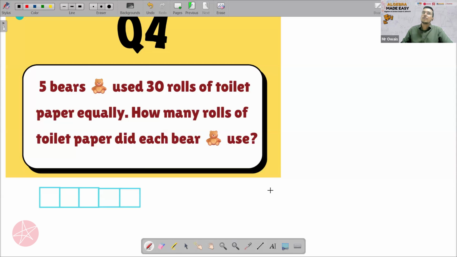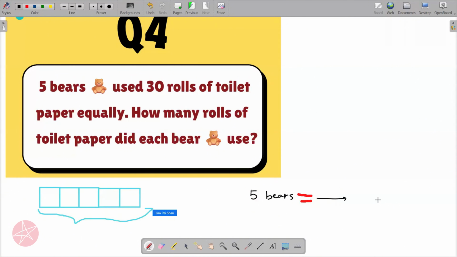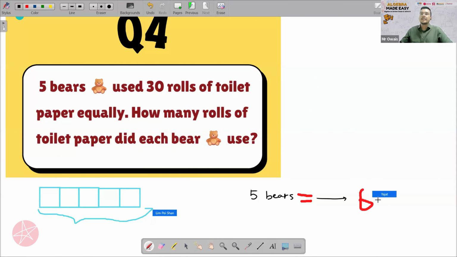Once again, we want to also write down the steps, right? So 5 bears, how much did they use? So 5 bears. We will say that they used how much? 30. Yes, 30 rolls of toilet paper.